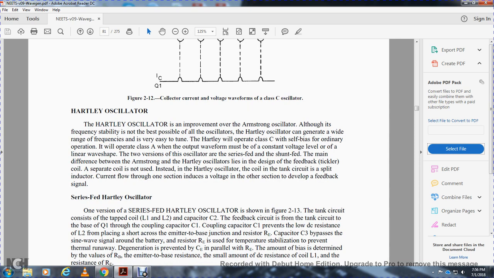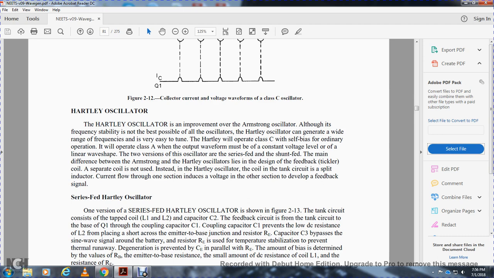oscillator is an improvement of the Armstrong oscillator, although the frequency stability is not the best possible among oscillators. The Hartley oscillator can generate a wider range of frequencies and is very easy to tune. The Hartley will operate in Class C with self-bias, or ordinary Class A operation, with the output waveform at a constant voltage level of linear wave shape.